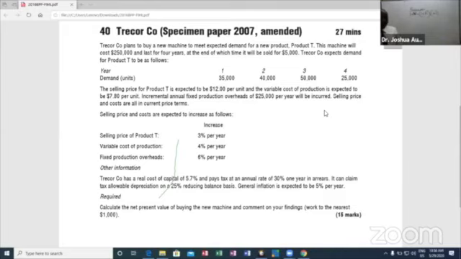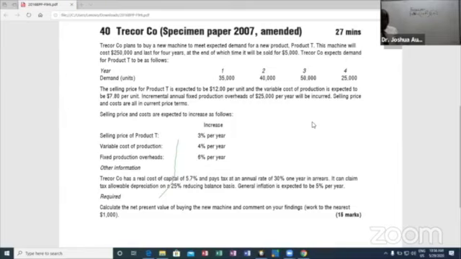We are told there that the selling price for product T is expected to be $12 per unit, and the variable cost of production is expected to be $7.8 per unit. Incremental annual fixed overheads of $25,000 per year will be incurred. We are told the selling price and the costs are all in current terms. The selling price will increase by 3%, variable cost will increase by 4%, fixed production overheads will increase by 6%.